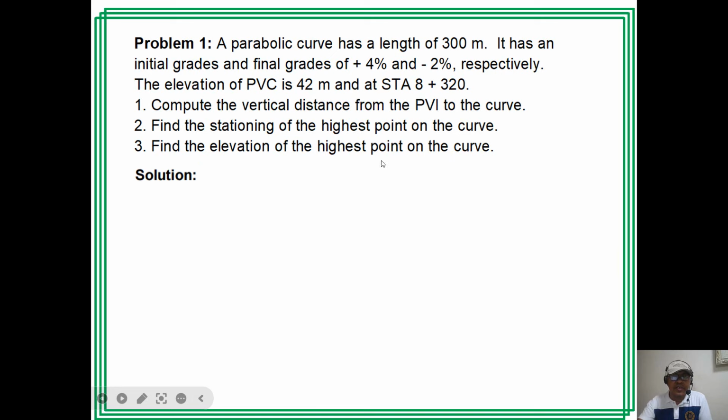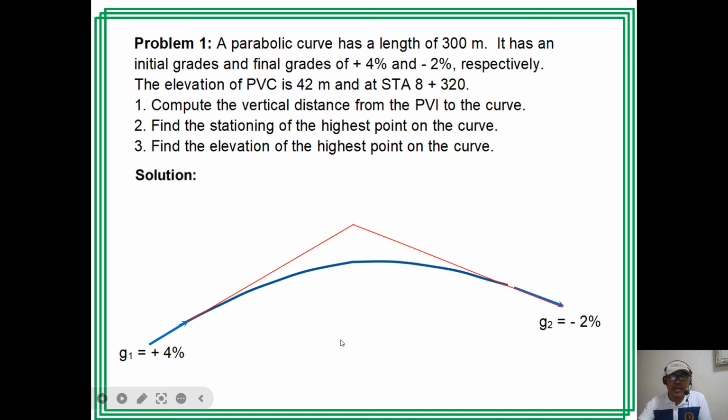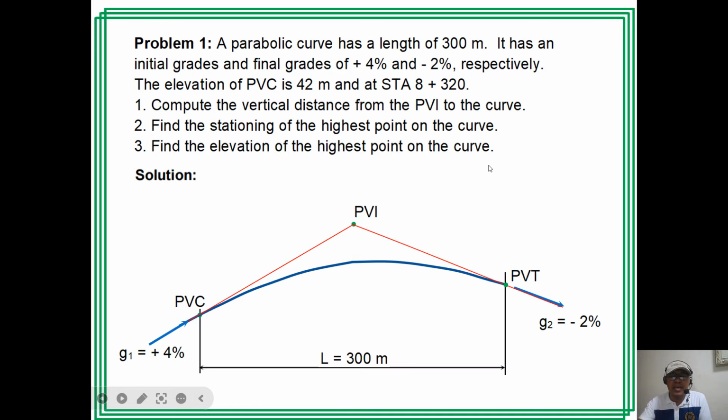Okay. So we can draw the curve. So we have G1 plus 4%. Then we have G2 negative 2%. So this is a summit curve. Then PVC, and then we have here PVT. So the length of the curve is 300. So this is PI. The length here from PVC to PVT is 300. Half of that, because this is symmetrical.